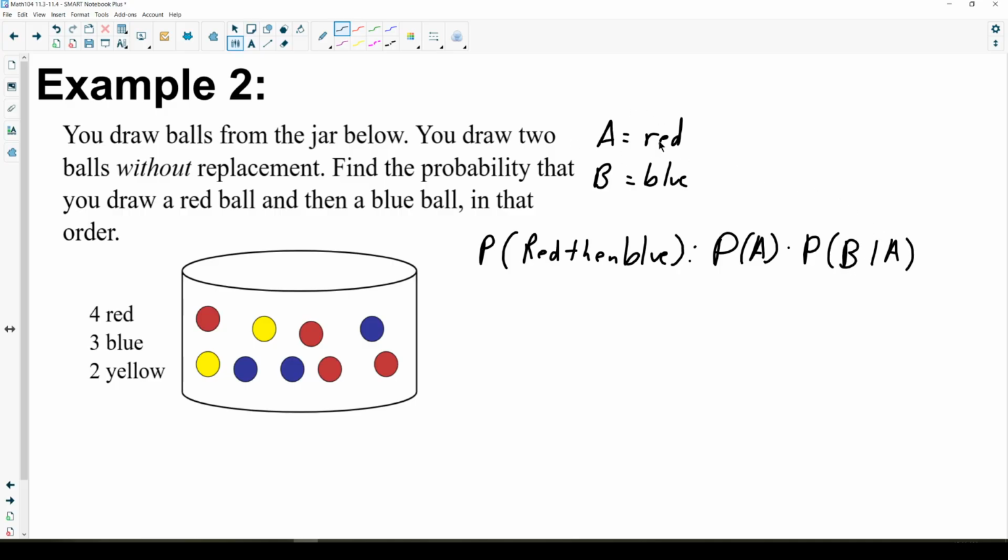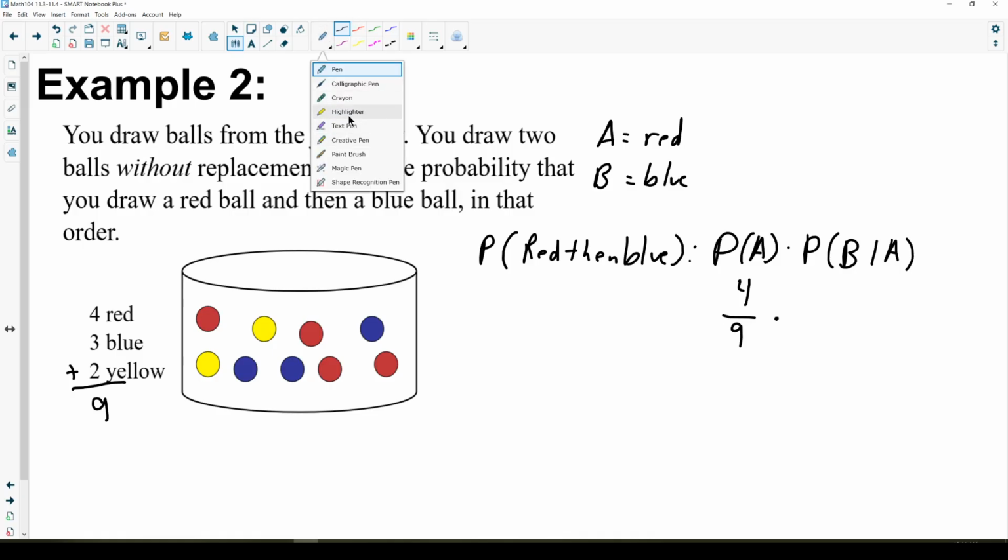Well, if A is red balls, then the probability of A is 4 out of a total of 9, right? If I add all those up, we get 9 total balls. So 4 over 9 times, well, the probability of B given A, if I've already drawn a red ball out of my jar and I'm not replacing it, right? And that's a very key thing. Whenever we're dealing with these, look at whether or not you're replacing something. This is without replacement.